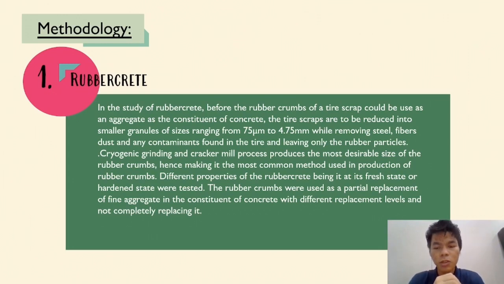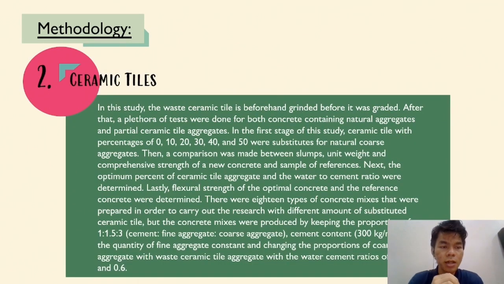Different properties of the rubbercrete, be it at its fresh state or hardened state, were tested. The rubber crumbs were used as a partial replacement of fine aggregate in the constituent of concrete, with different replacement levels and not completely replacing it. For the ceramic tiles, in this study, the waste ceramic tile is first ground before it was graded, and after that, a plethora of tests were done for both concrete containing natural aggregates and partial ceramic tile aggregates.